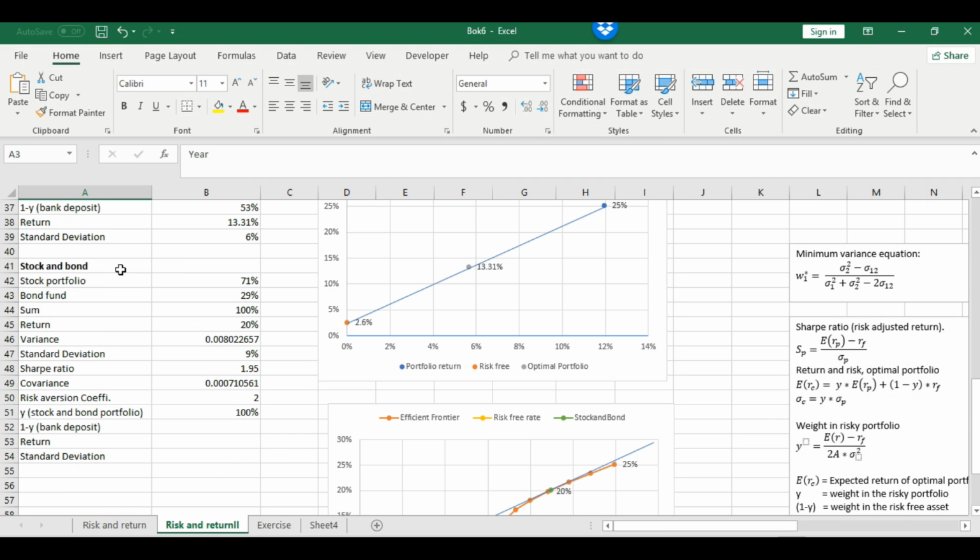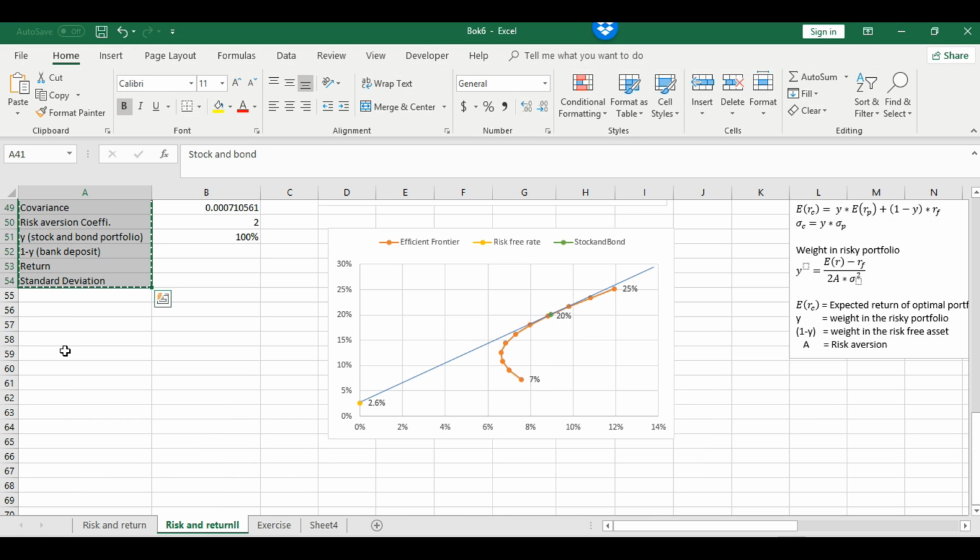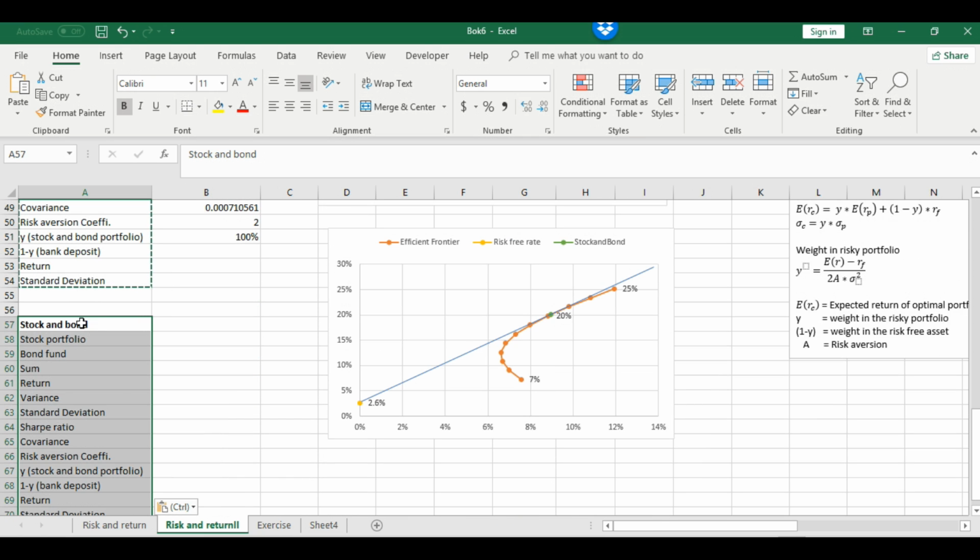Let's just copy these rows here. And put in the data.